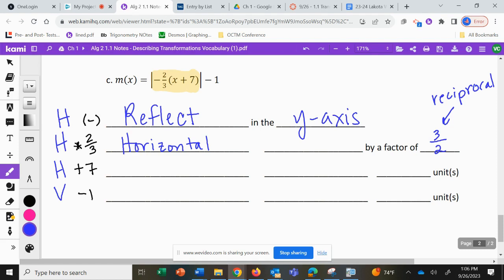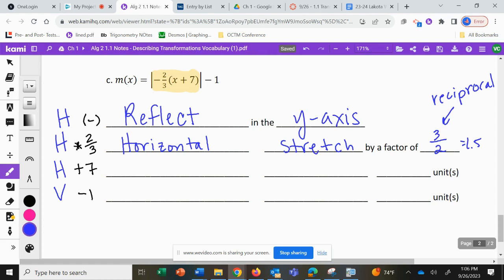So horizontal, I'm trying to figure out if this is a stretch or a shrink. I'm going to look at 3/2. Is that bigger than 1? Yes, it is, 1.5. So yes, it's bigger than 1. So this is a horizontal stretch. The words go with the number. That's why we flipped it, so we could figure out if it was a stretch or shrink.